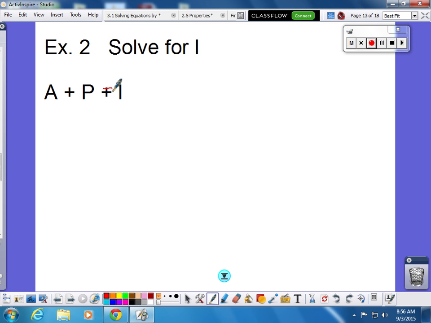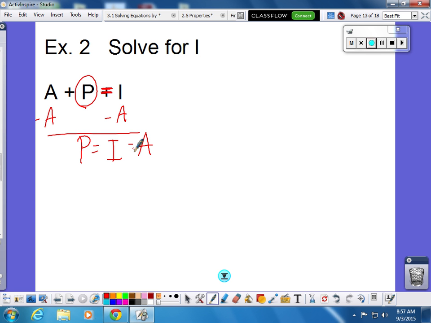Alright, this is an equal sign. If we were solving for P, real simply, what would we do to both sides? Subtract A. But what you have to realize is that none of these are like terms. We just have to bring it down like that.